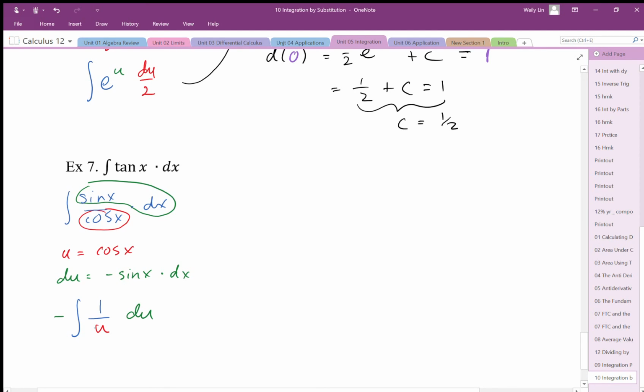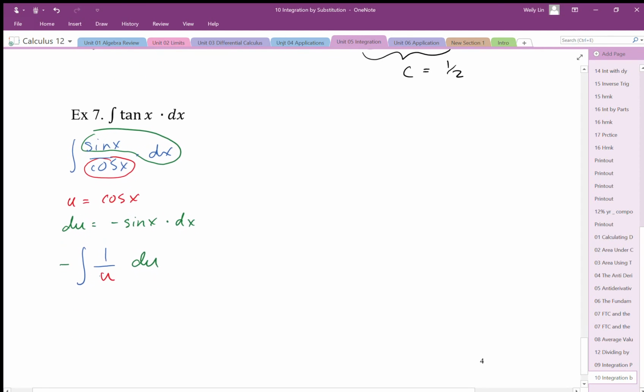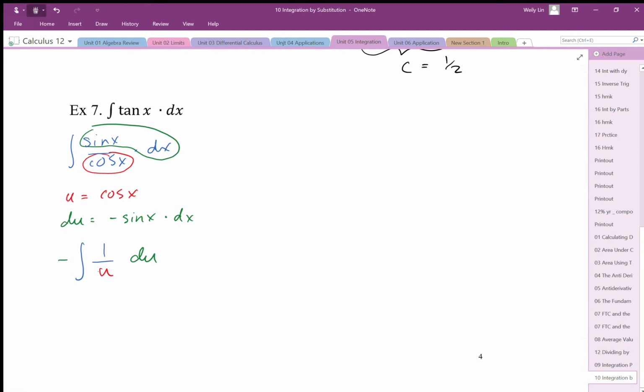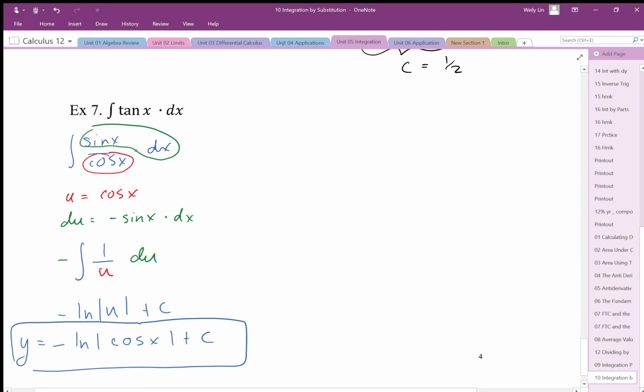So there it is. I have my function in terms of u. I can now integrate this in terms of u. This becomes negative log absolute value of u plus c. I can back substitute for u, and there it is. There's my antiderivative function: negative log absolute value of cos x plus c.